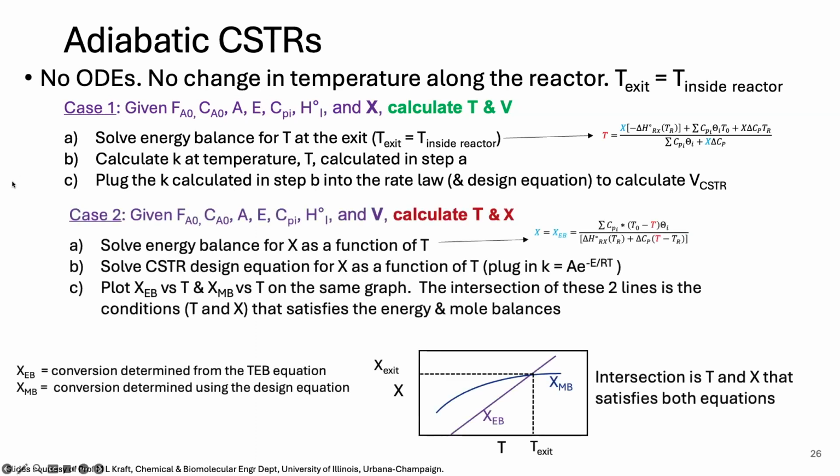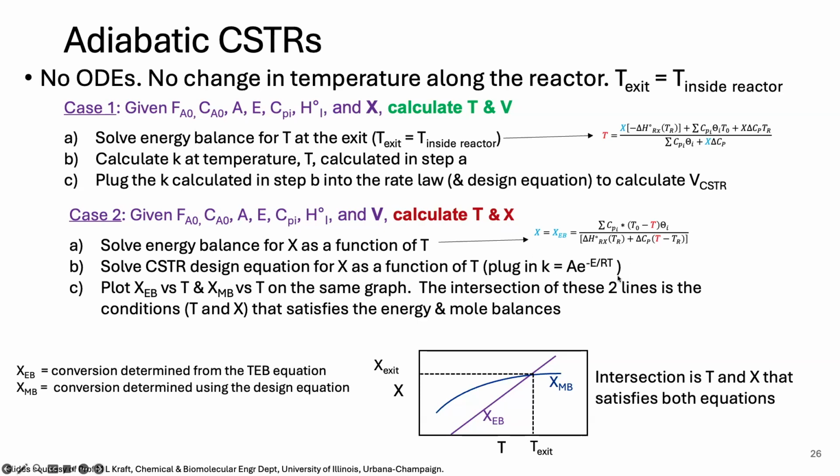Now, another scenario might be if we're given our flow rates, concentrations, Arrhenius constants, heat capacities, enthalpies, and the volume of the CSTR. We would then need to instead calculate both temperature and the conversion that we can achieve. So in this case, we just use the alternative form of our energy balance, where we're solving for X as a function of temperature now. We'll solve our CSTR design equations for X as a function of temperature.